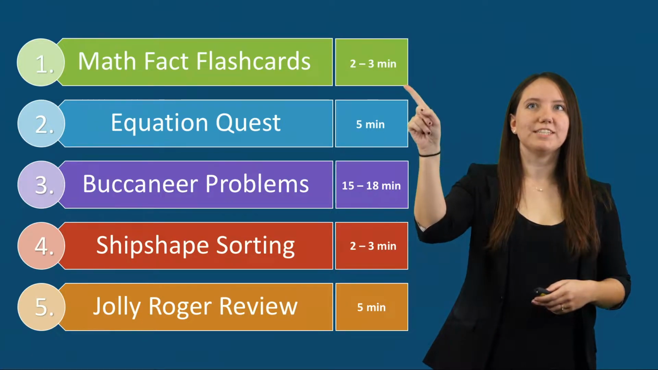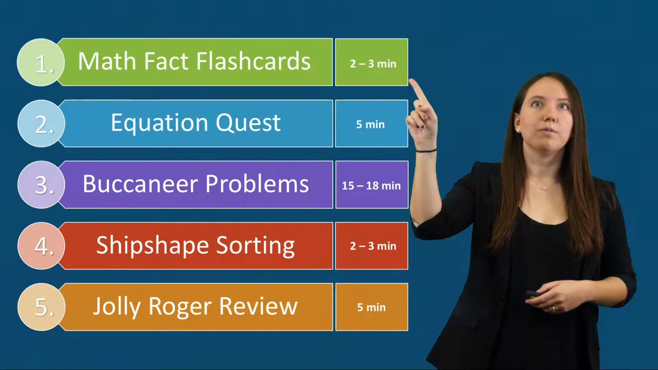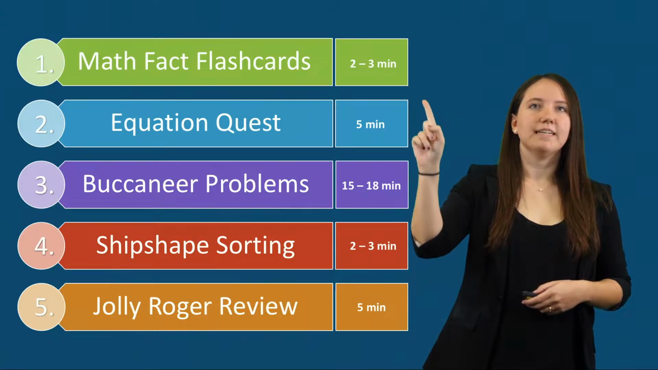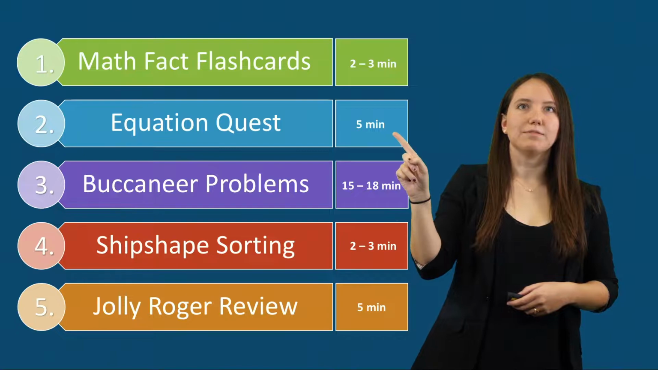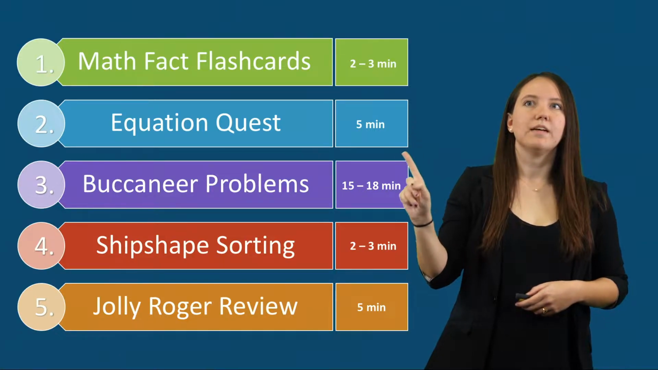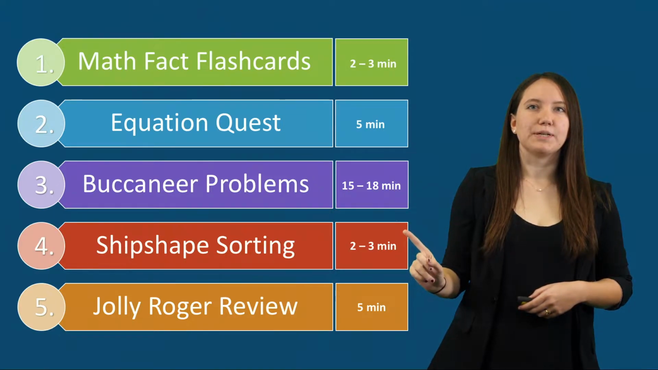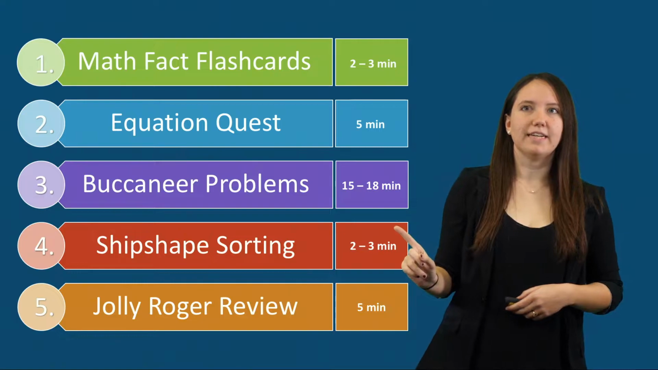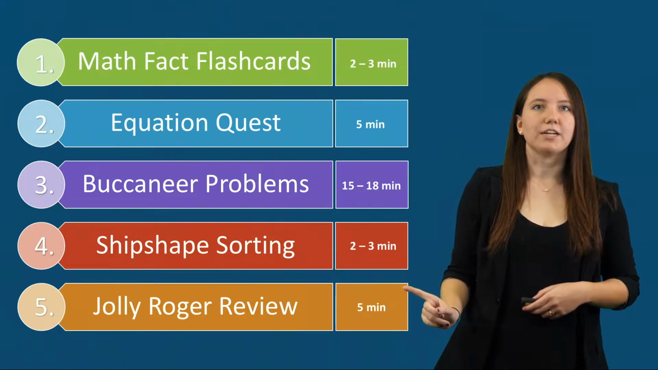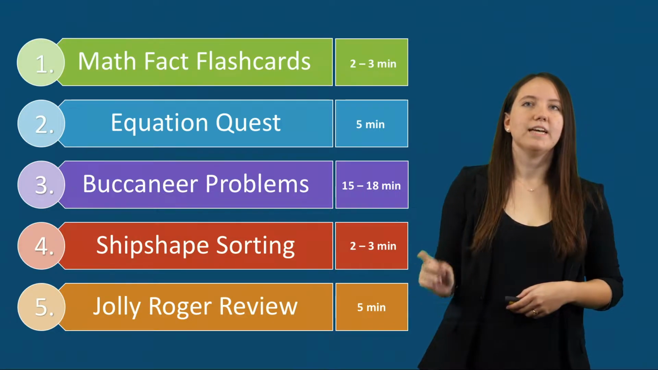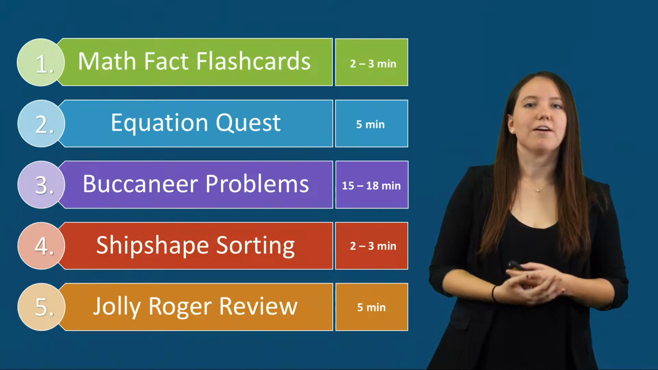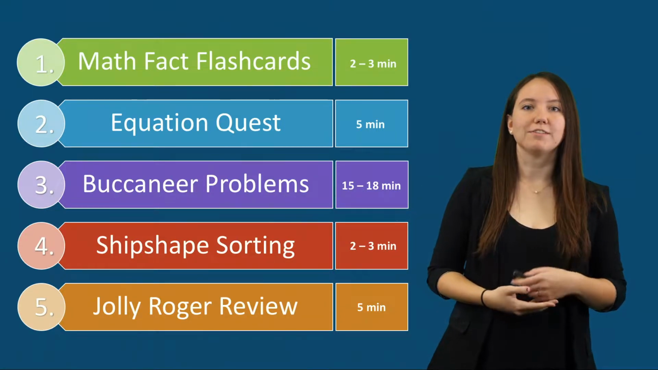The first component of each lesson is Math Fact Flashcards, which is a 2 to 3 minute activity. The second component is Equation Quest, which is a 5-minute activity. The third component is Buccaneer Problems, which is a 15 to 18-minute activity. The fourth component is Ship Shape Sorting, which is a 2 to 3 minute activity. And the fifth component is Jolly Roger Review, which is a 5-minute activity. I'll review these 5 components on the following slides, and for more information you can also see our videos on each of these activities.